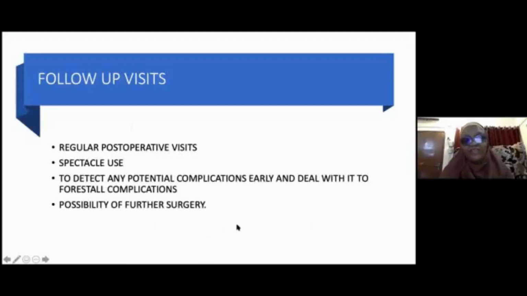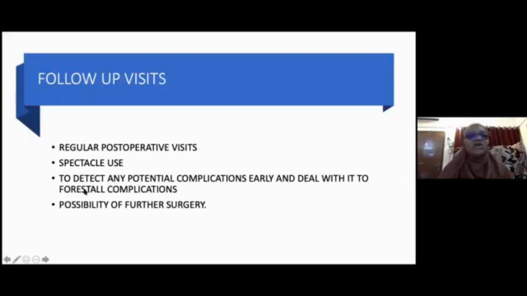Now, following surgery, there must be follow-up visits. And so the doctor will give follow-up visits. It starts frequently, a week, 2 weeks, and it continues to get longer the more the eye heals. And so with regular post-operative visits, the child is likely to use eye drops and oral medications to heal the eye. And so these visits are important to be sure that there are no complications.